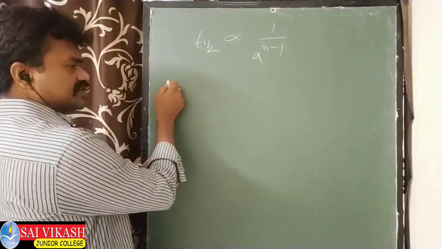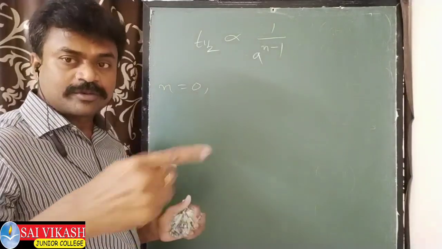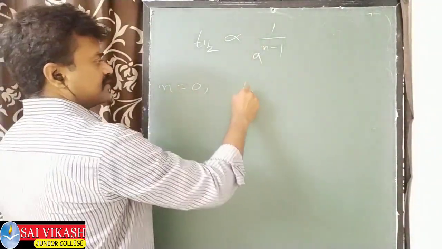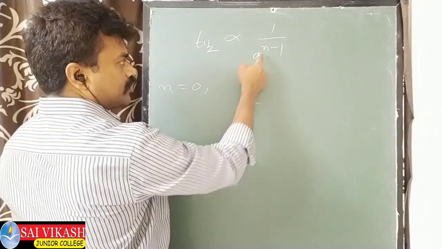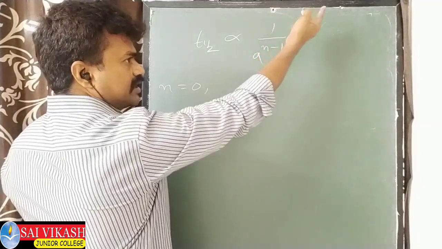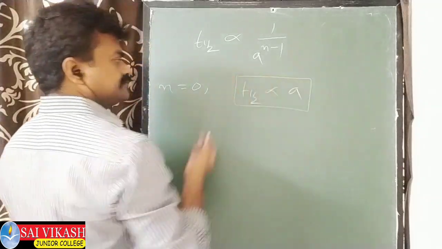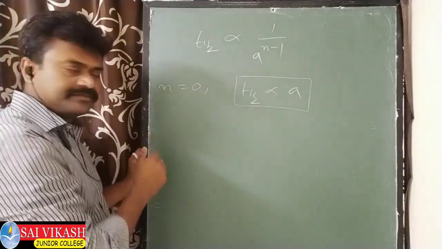See, for zero order, n equal to 0. We know zero order is directly proportional to a, and we are getting this formula. When n equal to 0, what happens? T half is proportional to 1 by a to the power of 0 minus 1, so 1 by a to the power minus 1. When it goes up, it comes as a. So T half is proportional to a. Yes, we got it the same as we explained.